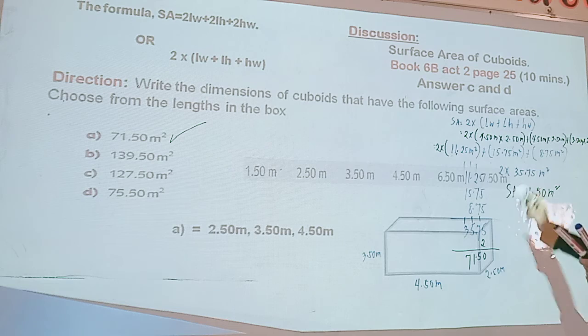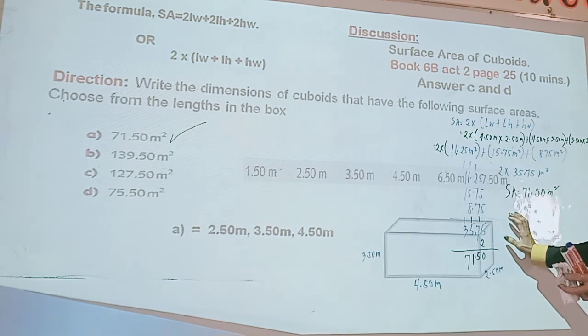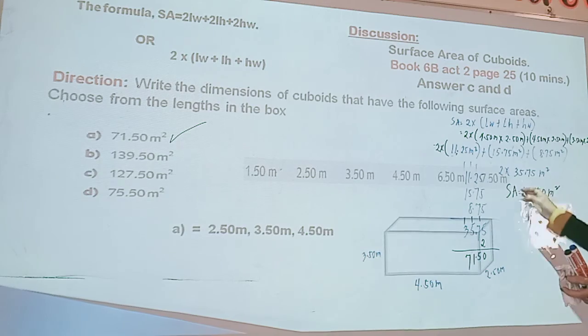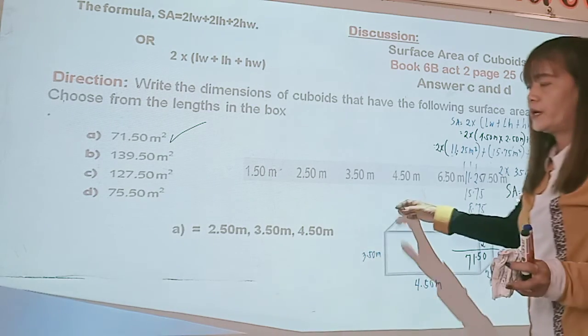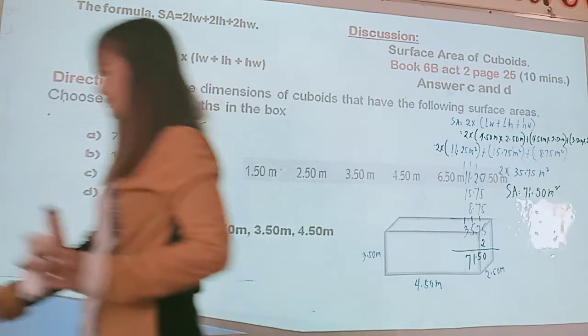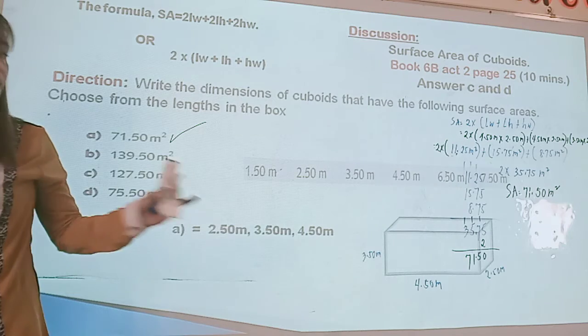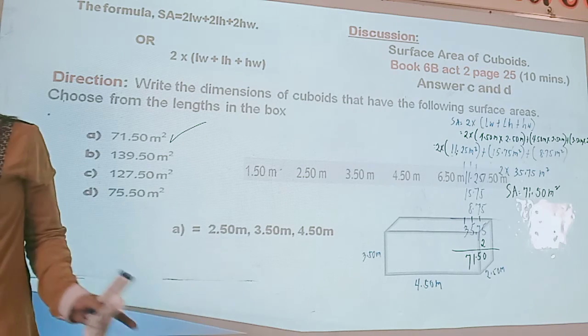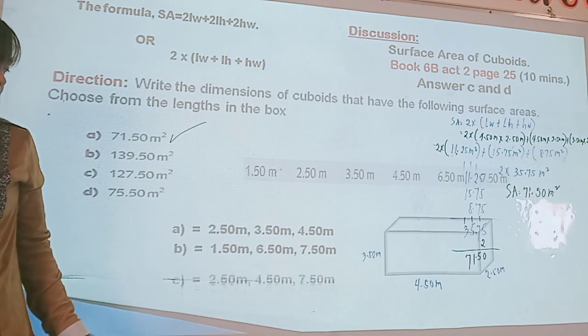Okay, so any questions? If you don't have any questions, I want you to do this activity. This is your group activity or an individual activity. Class, after our lessons, we are going to answer. Assuming that you answered already this one, please check your answer.